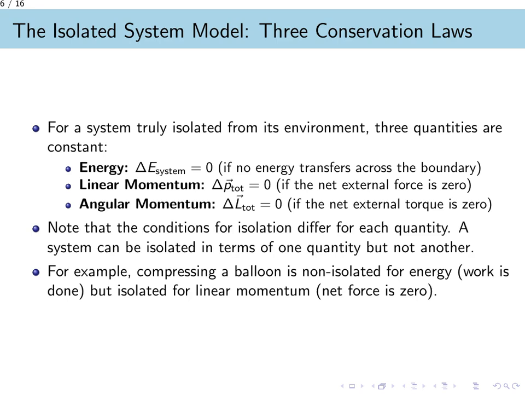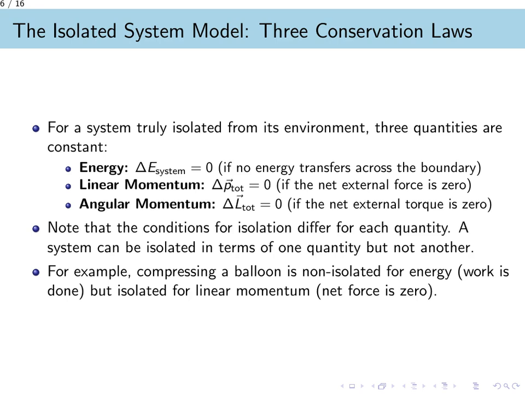This slide consolidates our understanding of an isolated system by presenting the three fundamental conservation laws that can apply. The conditions for isolation, however, are specific to each conserved quantity. First, for energy to be conserved, there must be no energy transfer across the system boundary, meaning the change in the system's energy is zero.